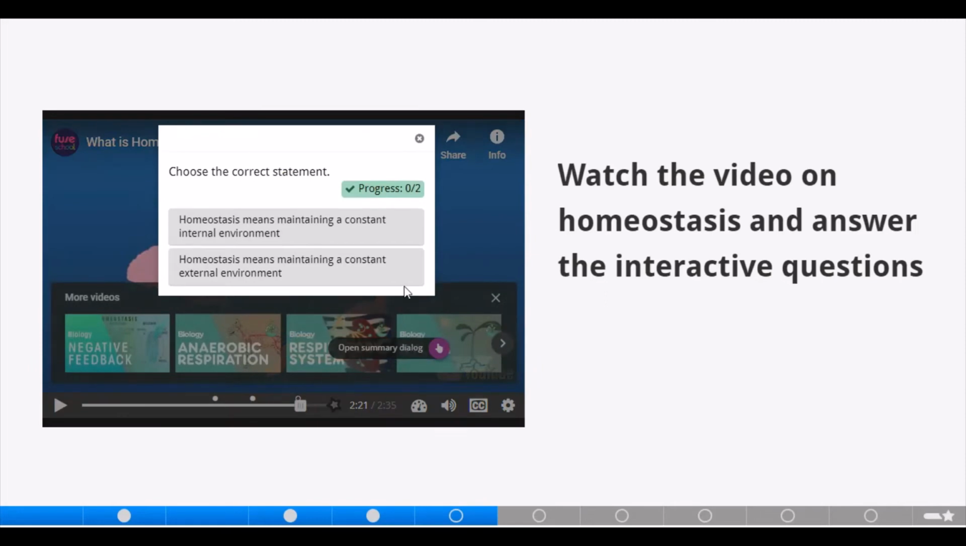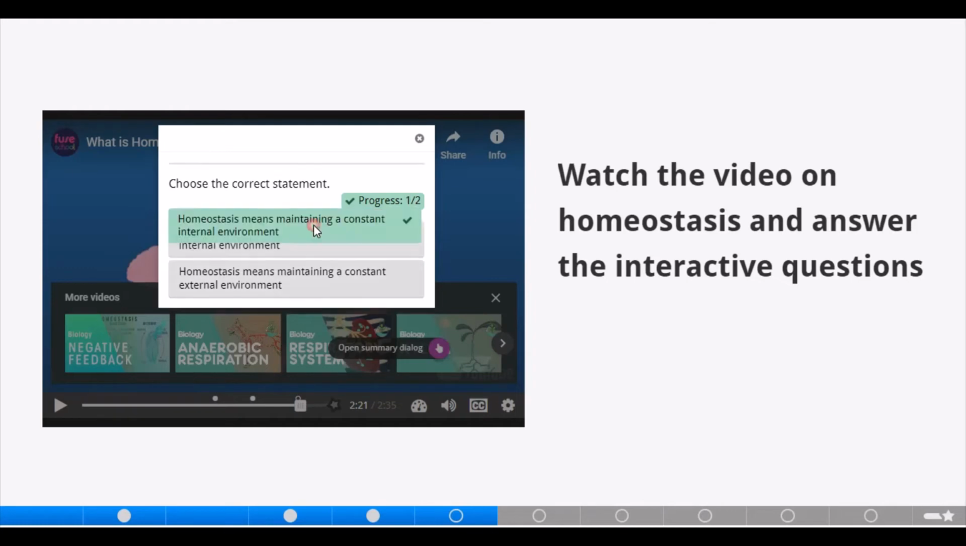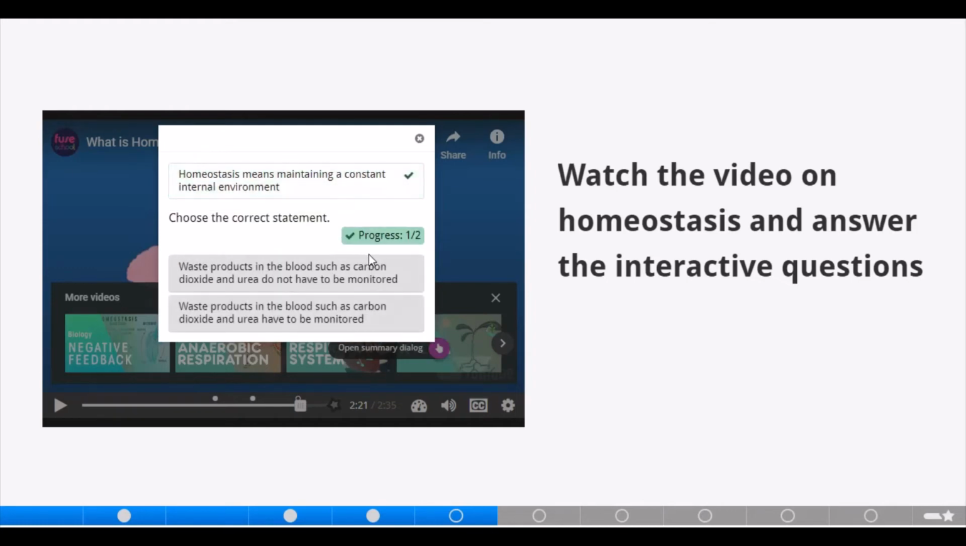Okay. We have the summary dialogue that says homeostasis means maintaining a constant internal environment, or does it mean maintaining a constant external environment? The first statement will be the correct statement. Waste products in the blood, such as carbon dioxide and urea, do not have to be monitored. Waste products in the blood, such as carbon dioxide and urea, have to be monitored.